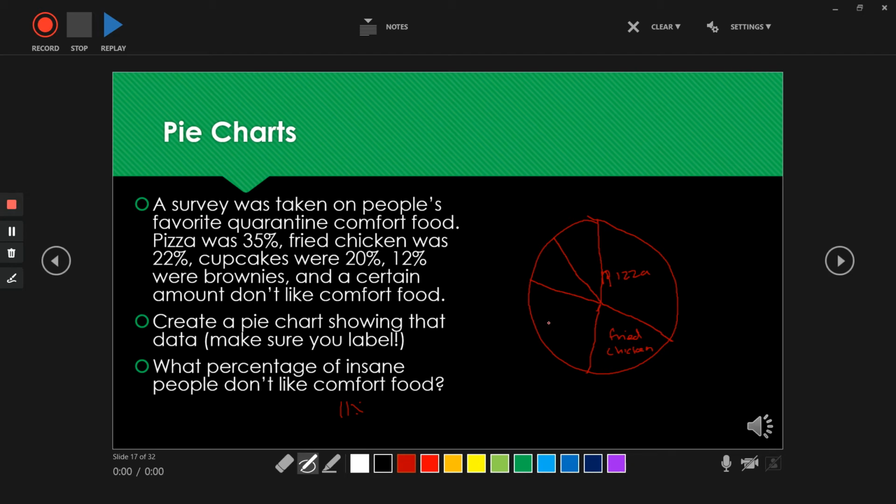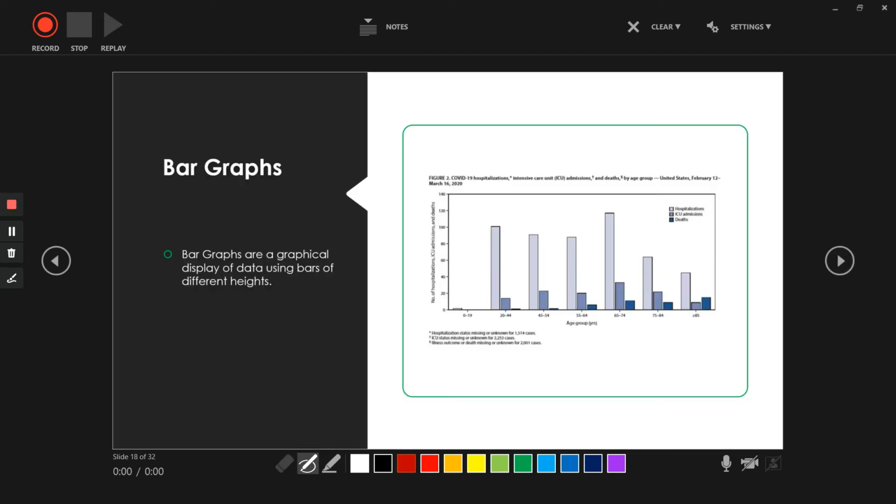So then we have cupcakes. Looks like I made my fried chicken line a little bit too small, so let's do that a little bit better. There we go. And then we have brownies, and then we have none. All right, so it's not perfect, right? But good enough. All right, next one, bar graph.